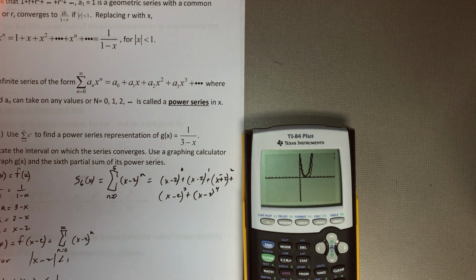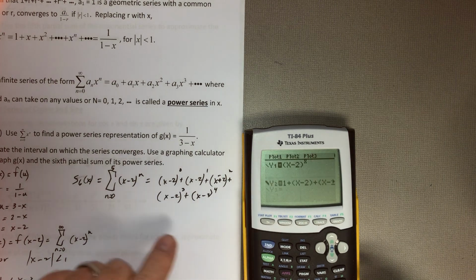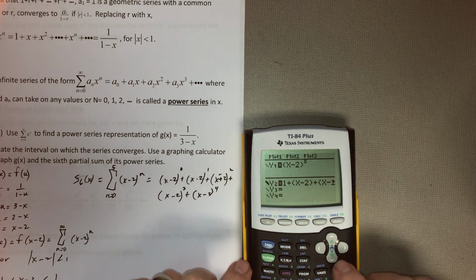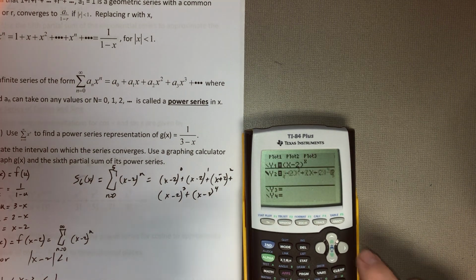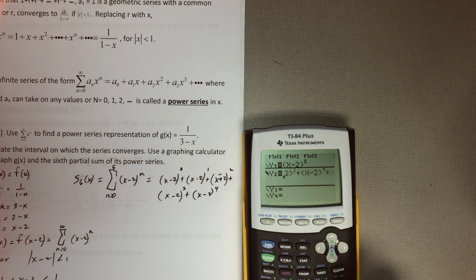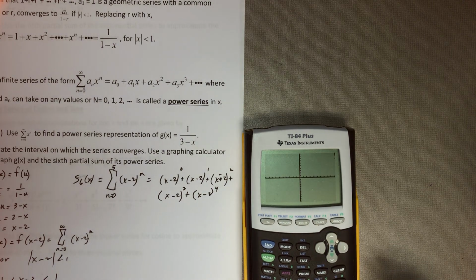Oh, my, I think I need one more in that. I think I need the fifth power. Let's go down to that power series and go to the fifth, plus, in parentheses, x minus 2 to the fifth power. That would give us our sixth one. Yeah, I left one off, didn't I?